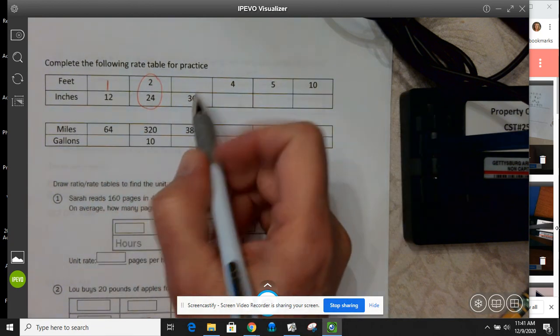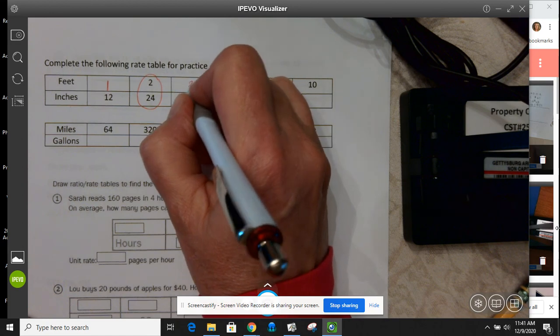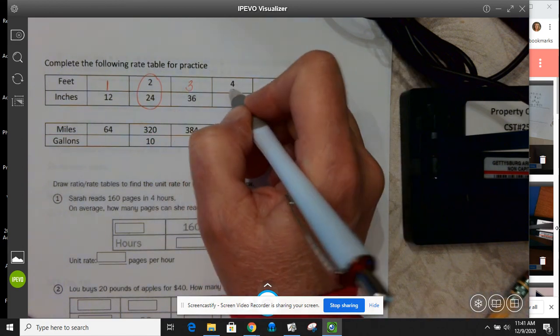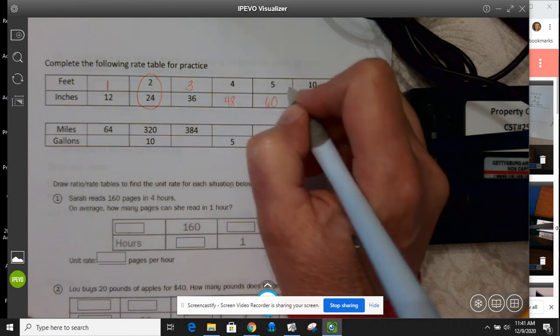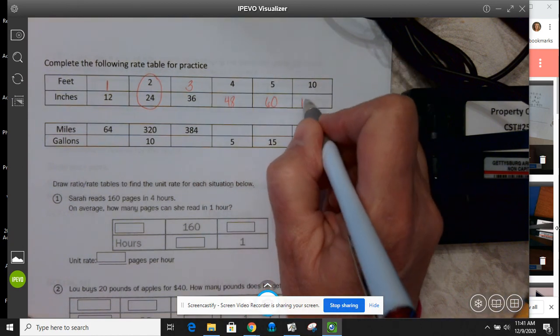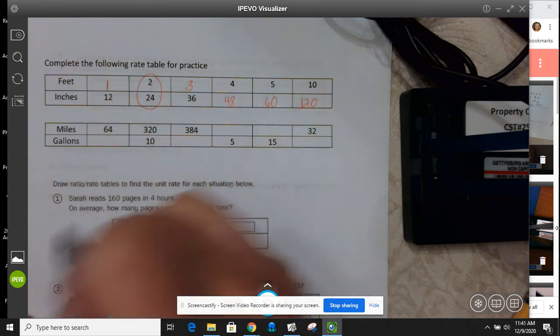So how do you get the 36? We already know that 3 feet equals 36 inches. How many inches is 4 feet? 48 inches. And this is how you complete this chart. So therefore 10 equals 120, 12 inches in a foot.